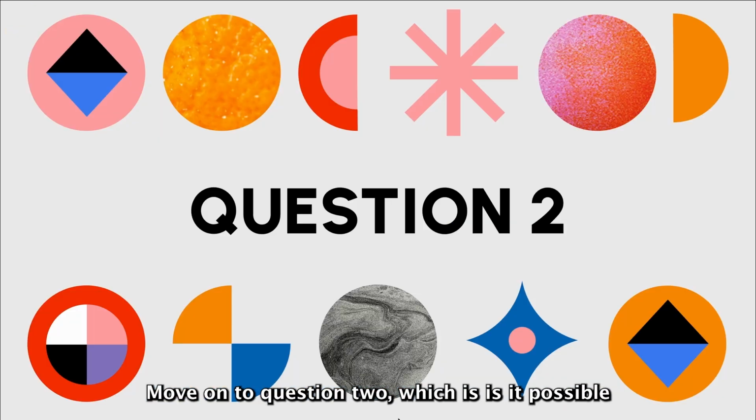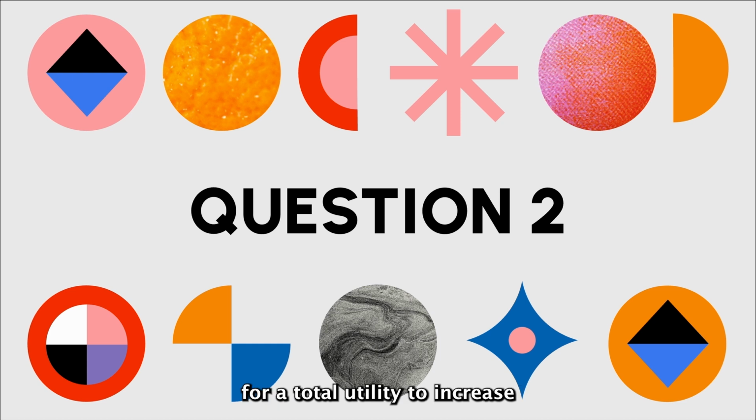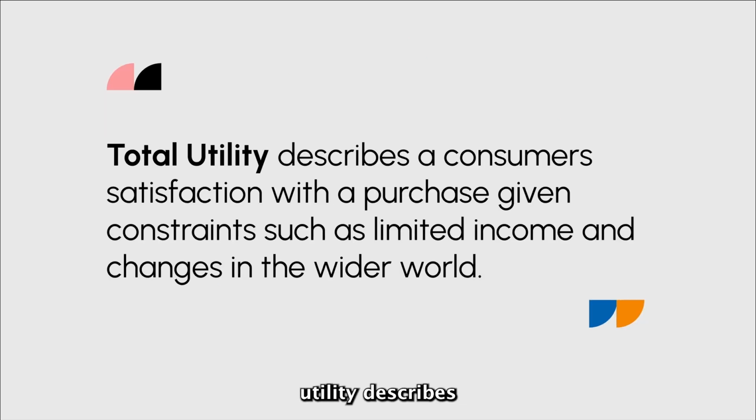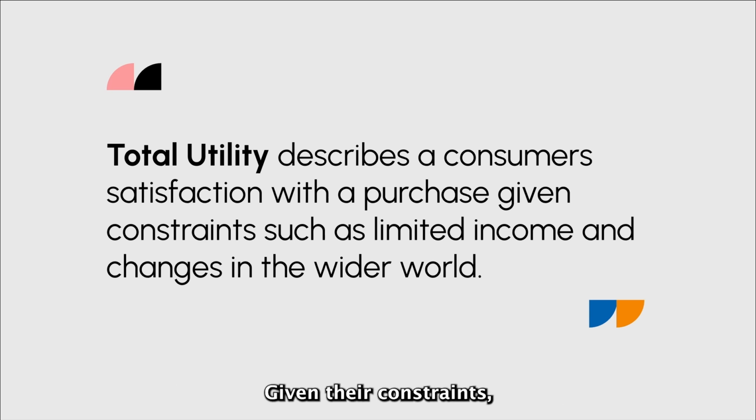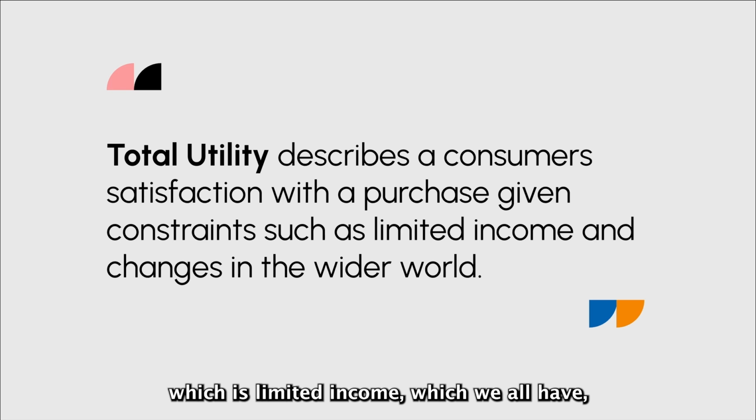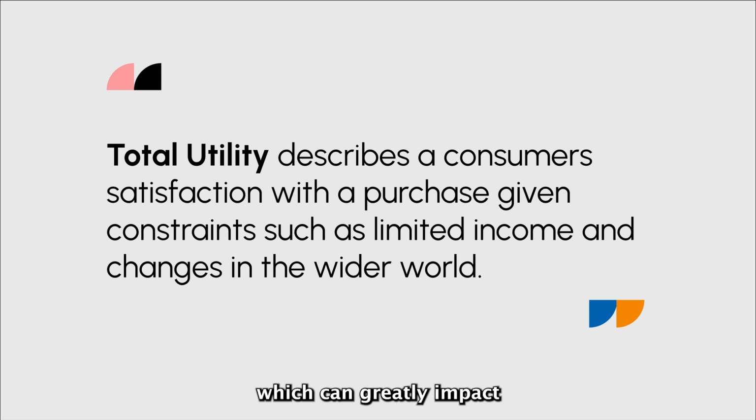Move on to question two, which is: is it possible for total utility to increase while marginal utility decreases? Explain. So, first of all, let's define total utility, which describes a consumer's satisfaction with the purchase, given their constraints, which is limited income, which we all have, and then just changes in the greater world, which can greatly impact someone's total utility.